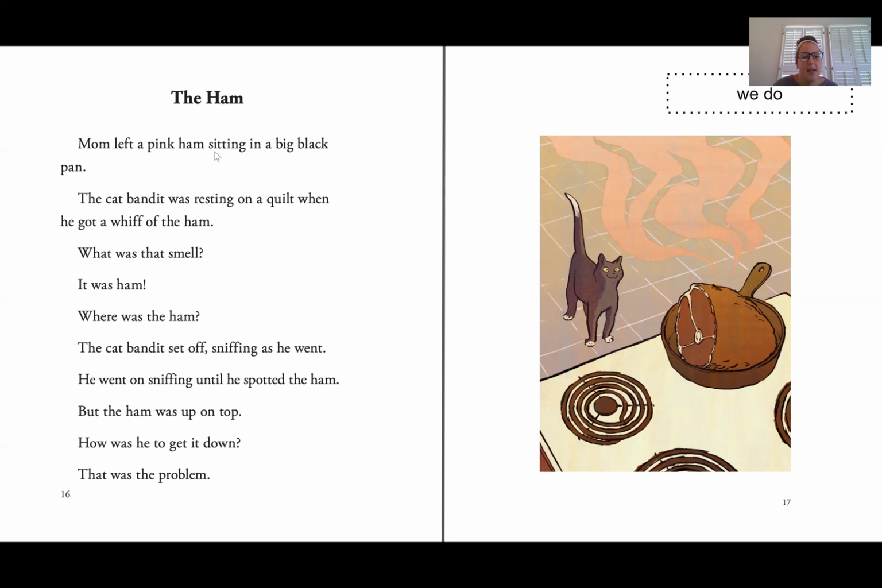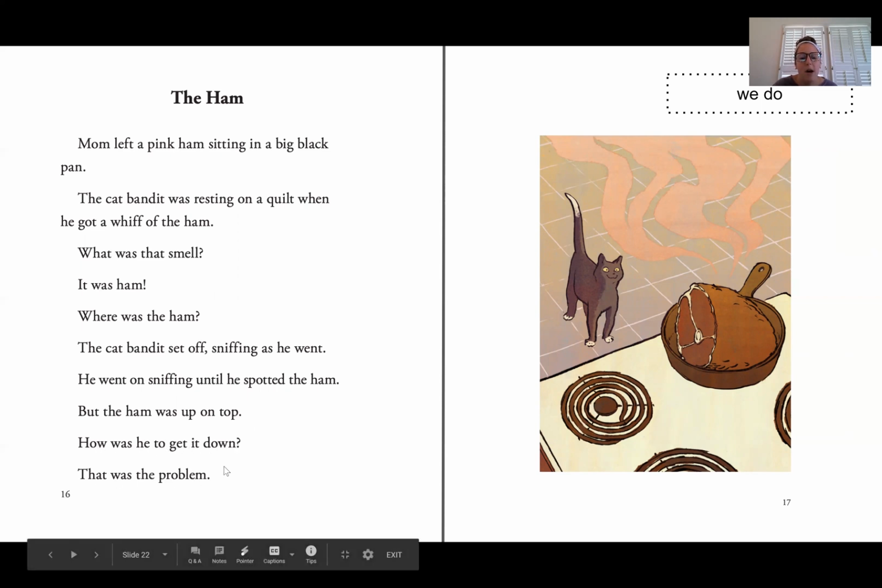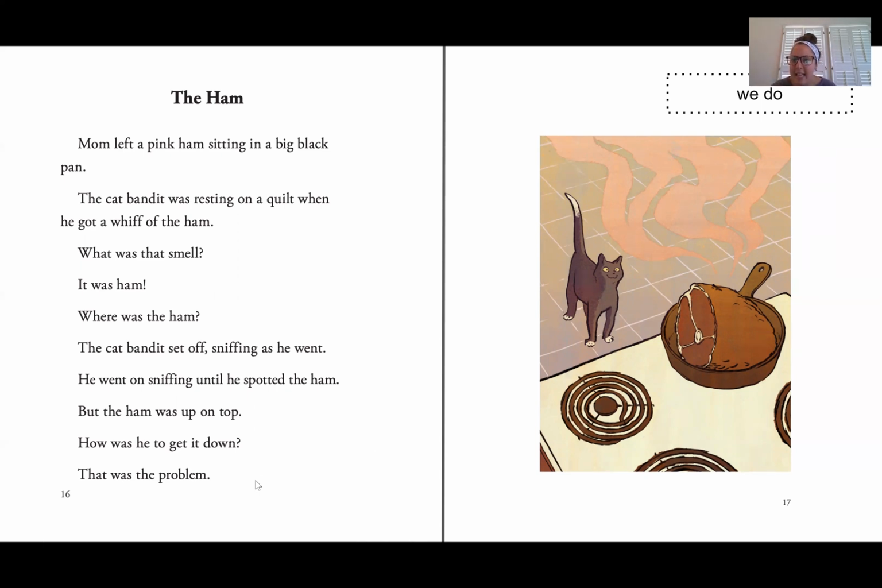Mom left a pink ham sitting in a big black pan. The cat bandit was resting on a quilt when he got a whiff of the ham. What was that smell? It was the ham. Where was the ham? The cat bandit set off sniffing as he went. He went on sniffing until he spotted the ham. But the ham was up on top. How was he to get it down? That was the problem. I want you to pause and think, how is the cat going to get this ham off the counter?